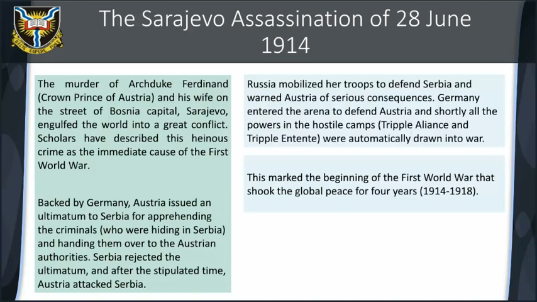Serbia rejected the ultimatum, and after the stipulated time, Austria attacked Serbia. Russia mobilized her troops to defend Serbia and warned Austria of serious consequences. Germany entered the arena to defend Austria, and shortly all the powers in the hostile camps, Triple Alliance and Triple Entente, were automatically drawn into war. This marked the beginning of the First World War that shook the global peace for 4 years, 1914 to 1918.